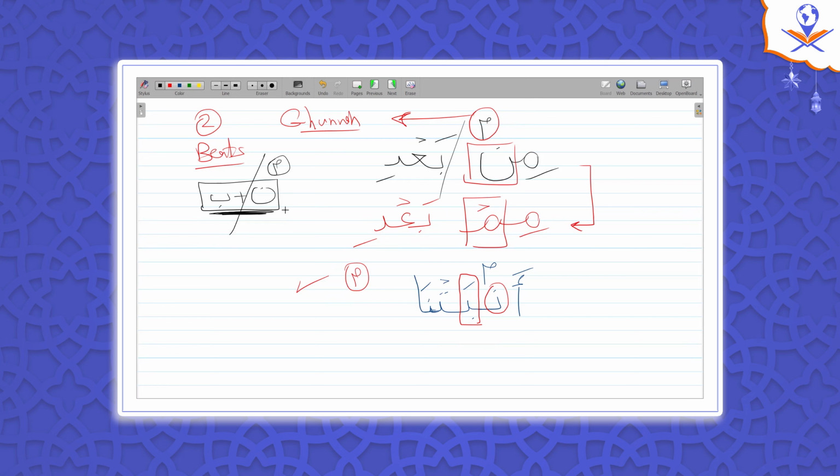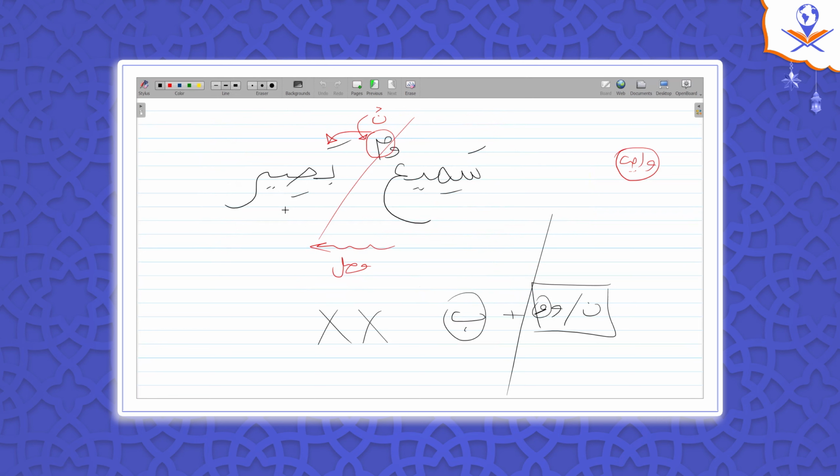But if you stop, don't apply the rule. This is iqlab, in one or two words as we agreed. Noon sakina or tanween is only applied if we make wasl, if we carry on. But if we make waqf, no rule applied. Get my point? It's quite simple.